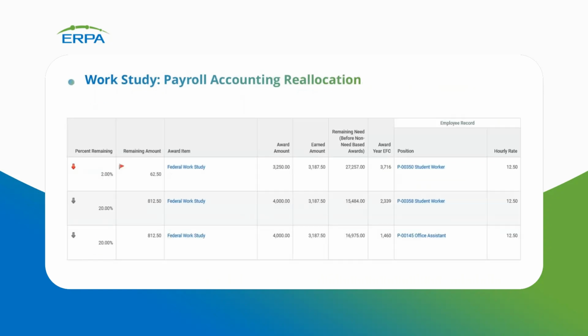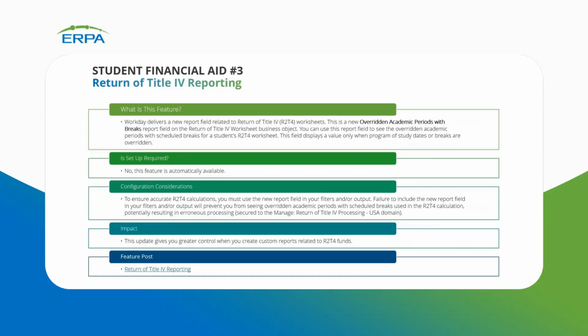So on this slide here is just a quick look, a view of the financial aid reporting side of things. So as we keep track of earnings and remaining award amounts, we'll have the most updated and accurate information. And moving on to our return of Title IV features. So here's what this is.